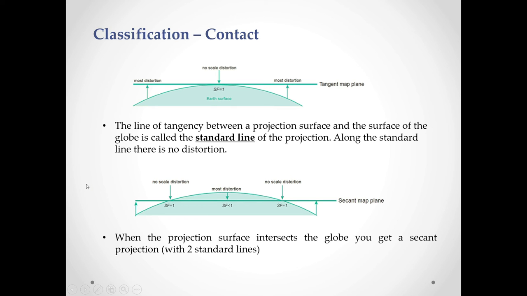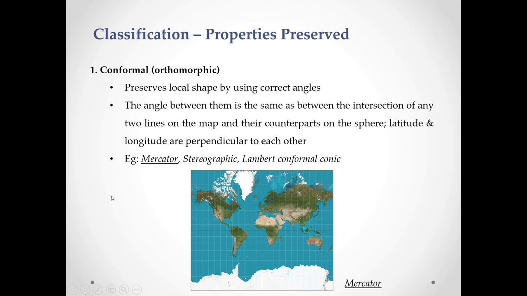When the projection surface intersects the globe, you get a second projection with two standard lines. At this point there is no scale distortion, and there will be most distortion at this point. Classification by properties preserved.